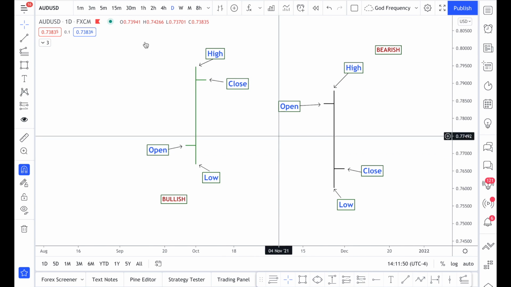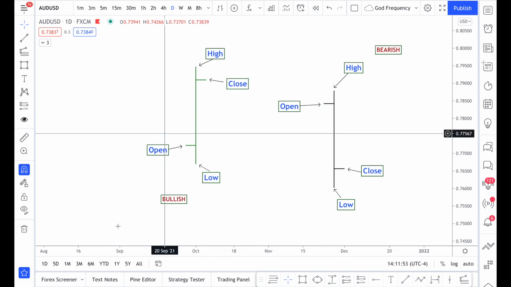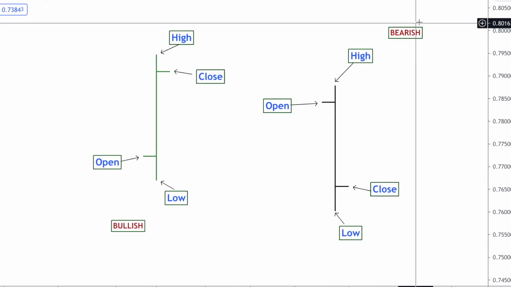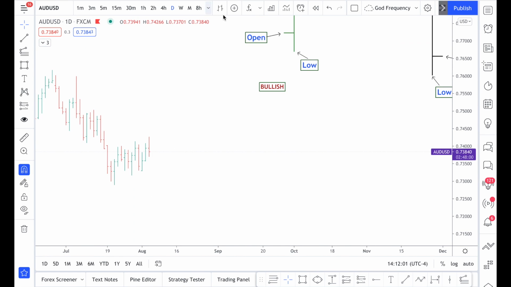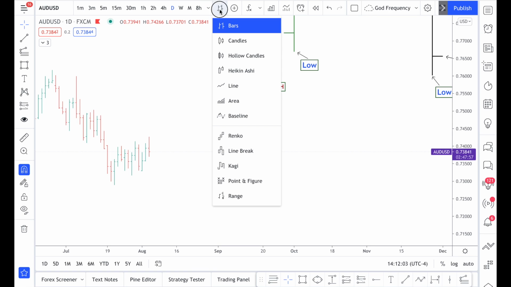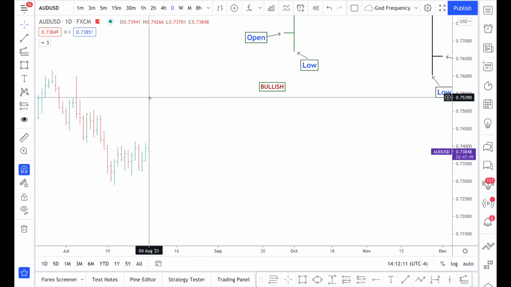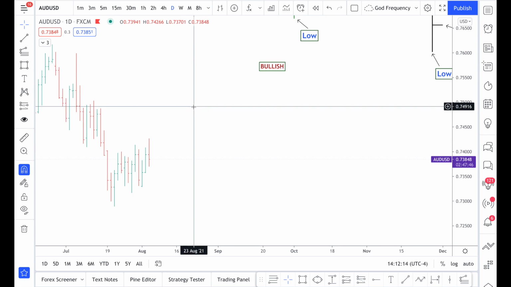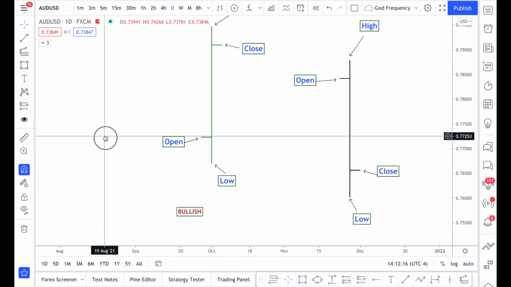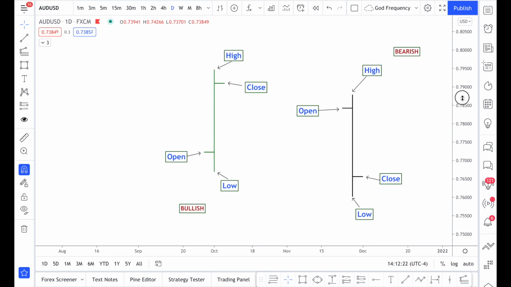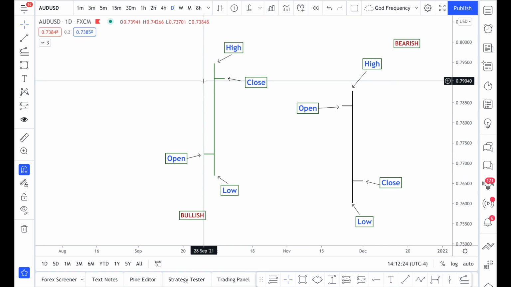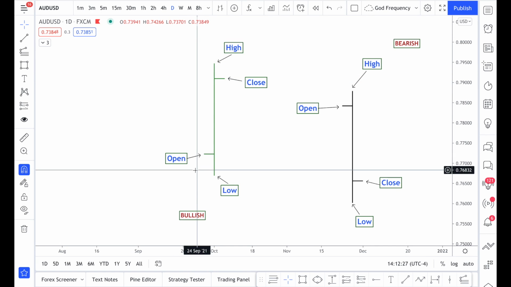So here I have illustrated a bullish bar and a bearish bar. If you're on TradingView, you can click this icon here, and by default it's typically on the Japanese candlesticks. Change that to bar so you can see it illustrated. After this video, hopefully you'll be able to recognize it for yourself and read price the way I look at price, or how I was taught to look at price.